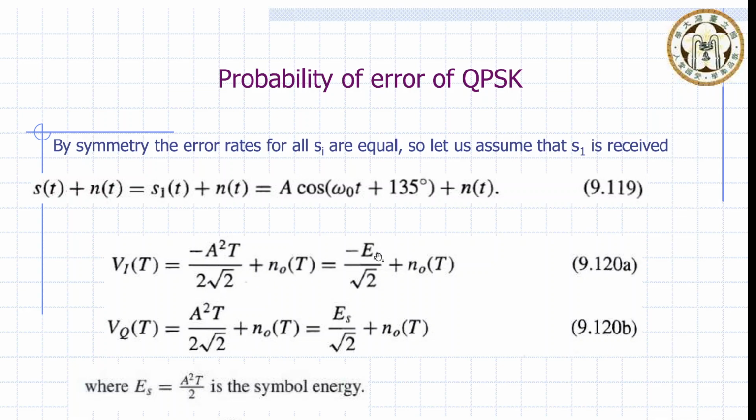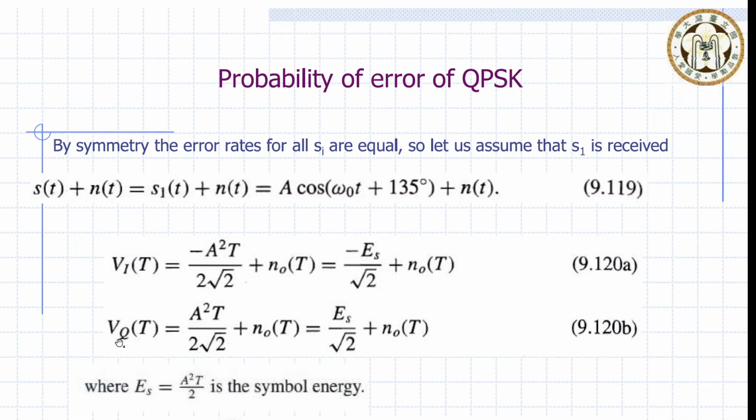So that is minus Es by root 2. Sorry, A squared by 2 is the symbol energy. So A squared T by 2 is the symbol energy. So it is minus Es by root 2 plus n0 of t.